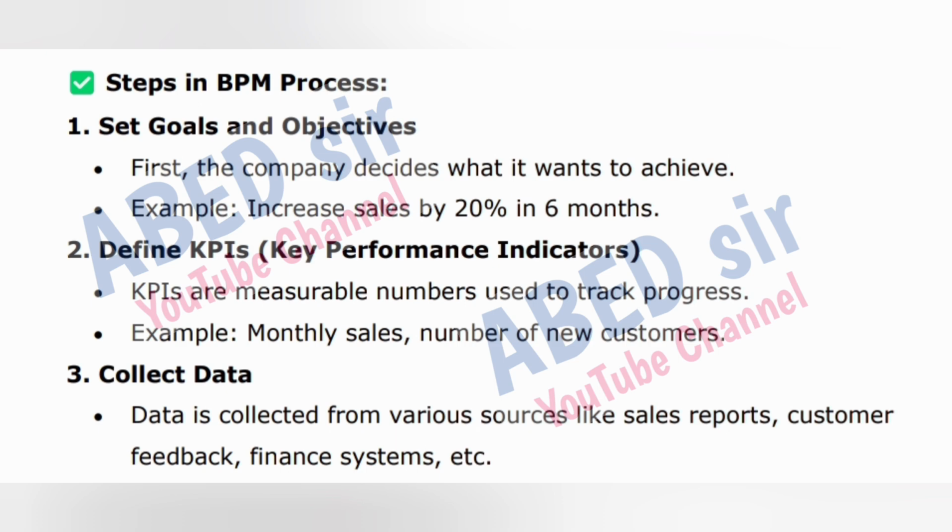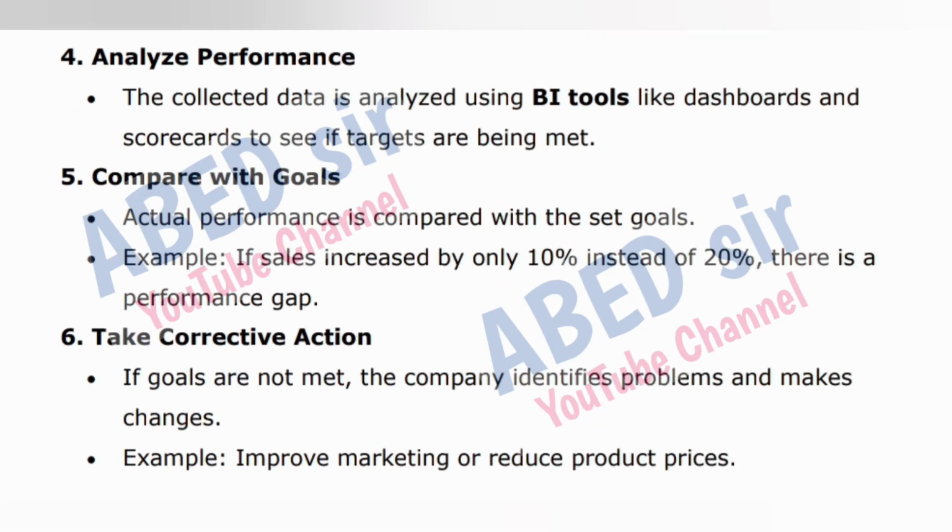3. Collect data. Data is collected from various sources like sales reports, customer feedback, finance systems, etc. 4. Analyze performance. The collected data is analyzed using BI tools like dashboards and scorecards to see if targets are being met. 5. Compare with goals. Actual performance is compared with the set goals. Example: if sales increased by only 10% instead of 20%, there is a performance gap.